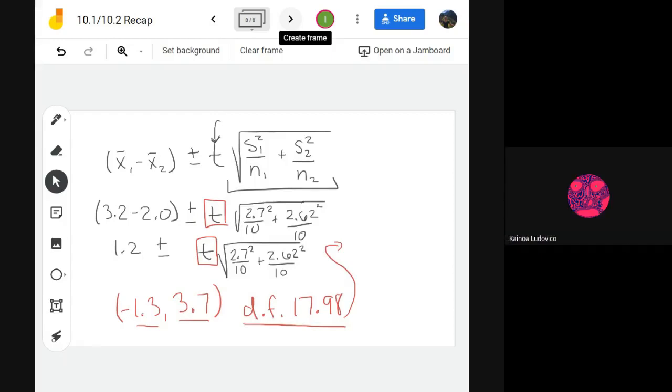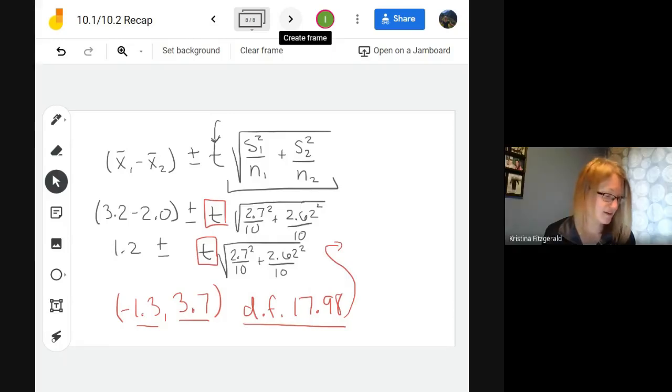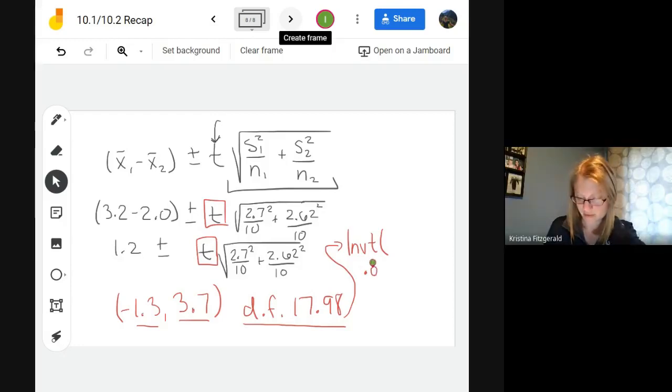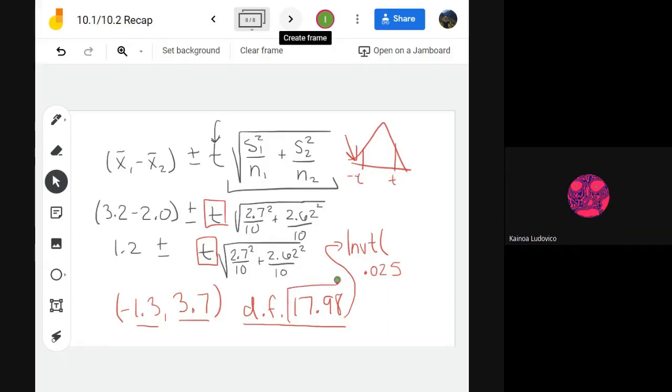So is it the second bars? Is that what we're pressing? Second, bars. And then I think it's option 4 maybe on yours. Somewhere it says inverse T. Okay, hit that. And then for yours, it probably says area and then degrees of freedom, DF or something. Okay, so we'll put in 0.025 for the area because we've got a 95% interval. That means 2.5% is the number we want for those tails. And then 17.98 for the degrees of freedom.